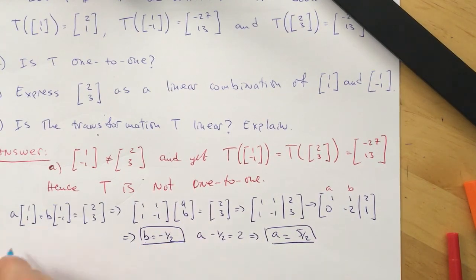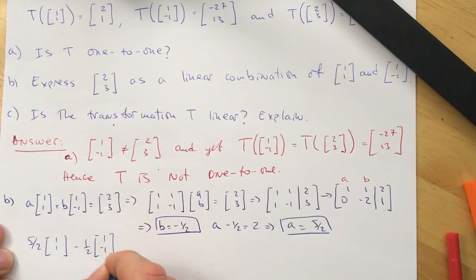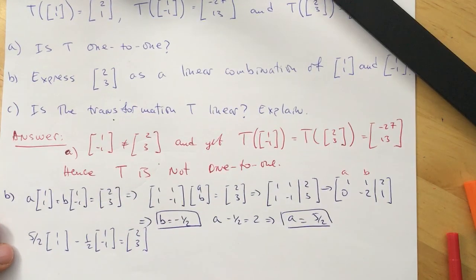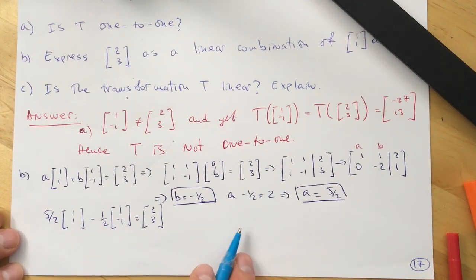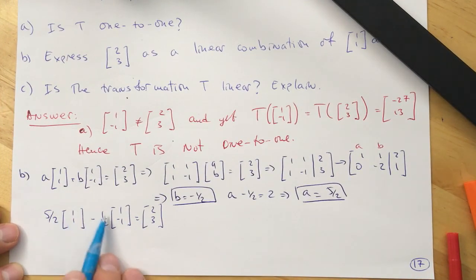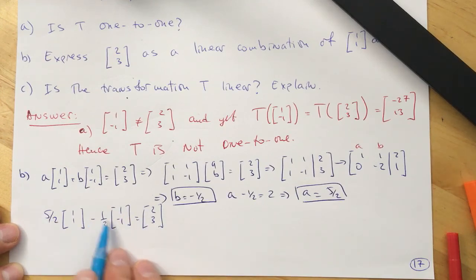Okay, so 5/2 times 1, 1 minus 1/2 times 1, negative 1 is equal to the vector 2, 3. And then you can check whether we got the right solution or not, right? 5/2 minus 1/2 is 4/2, which is 2. 5/2 plus 1/2 is 6/2, which is 3. Okay, so exactly what we needed.